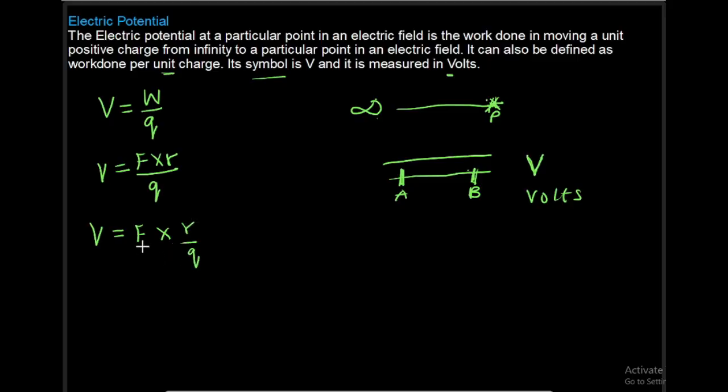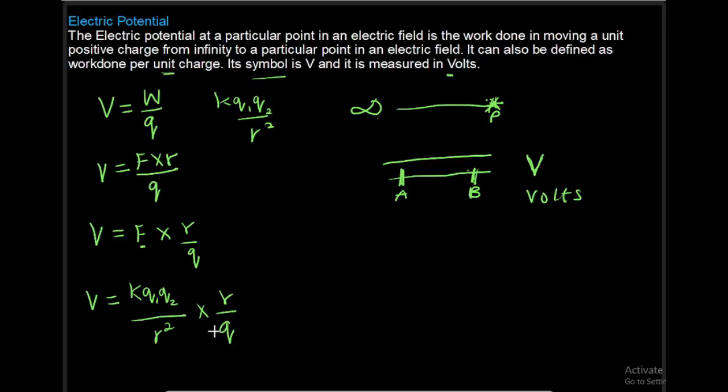Now, do not forget electric force, or the force between point charges based on Coulomb's law, is K Q1 Q2 over R squared. So the whole of this will be replaced with this formula. We want to get another very important equation we're going to use whenever we have questions on electric potential. So we're going to have V equals, instead of writing F, K Q1 Q2 over R squared, times distance all over charge.